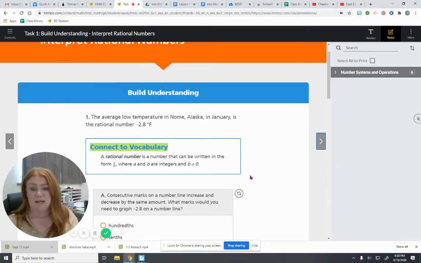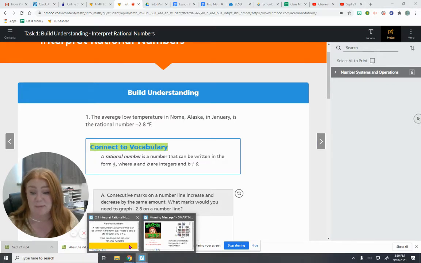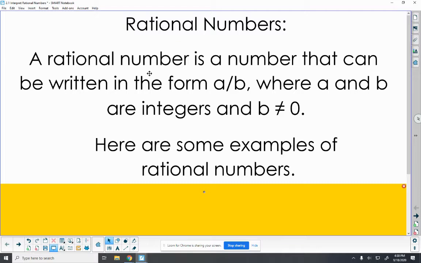So our first thing we're going to do here is we're going to take a look at some vocabulary words. So a rational number is a number that can be written in a fraction. So it's a number that can be written in fraction form. You have a numerator and a denominator. A and B are integers, so whole numbers, and B, the denominator on the bottom, cannot equal 0.